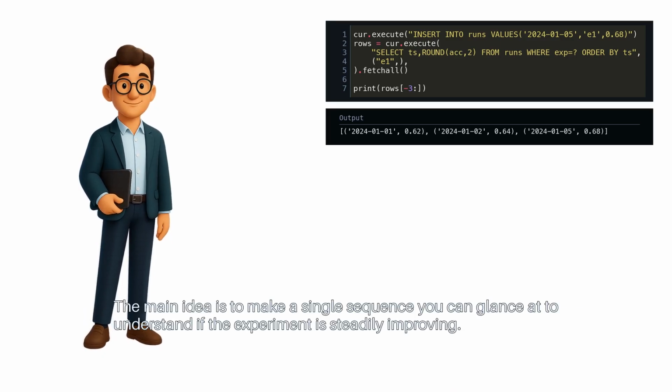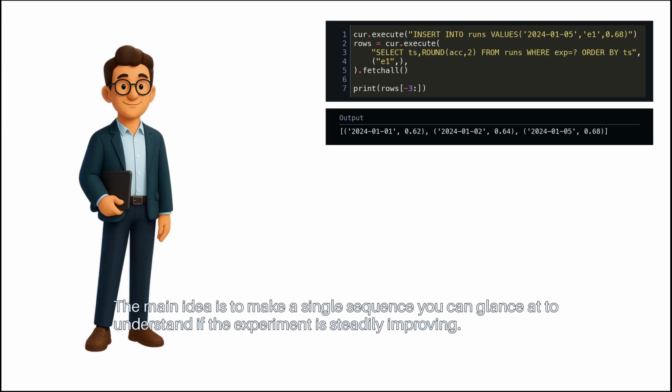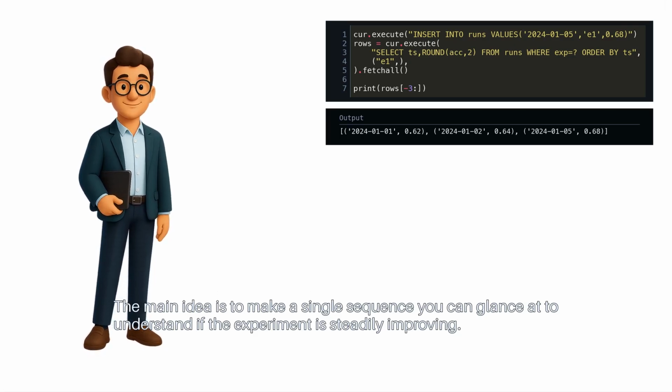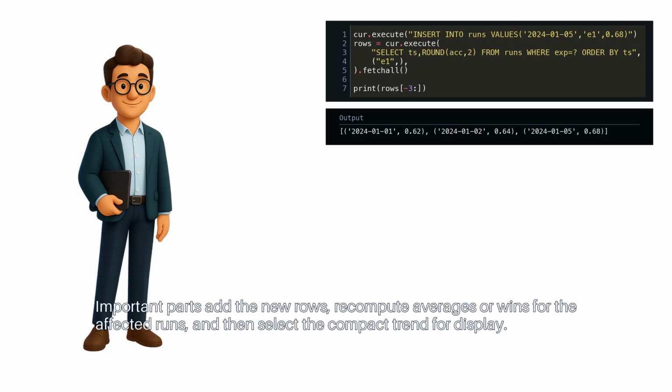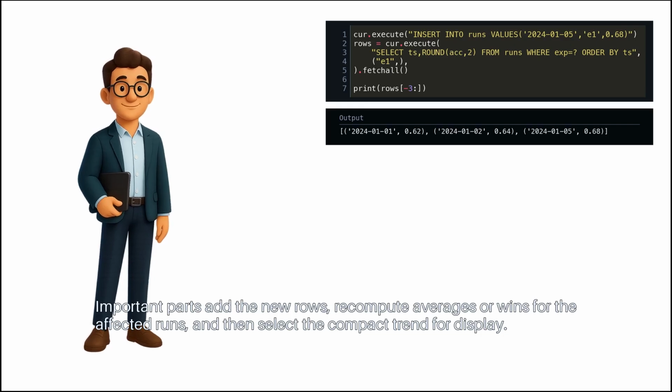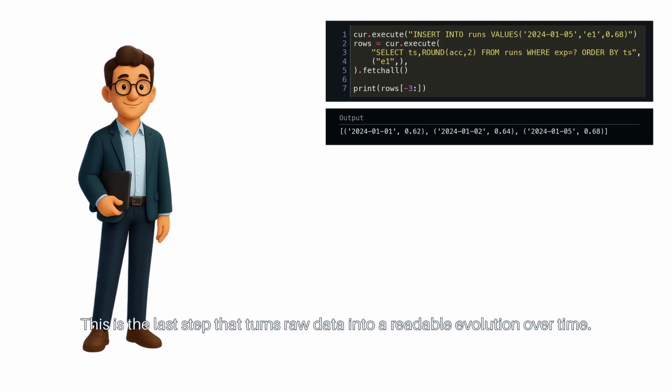The main idea is to make a single sequence you can glance at to understand if the experiment is steadily improving. Important parts: add the new rows, recompute averages or wins for the affected runs, and then select the compact trend for display. This is the last step that turns raw data into a readable evolution over time.